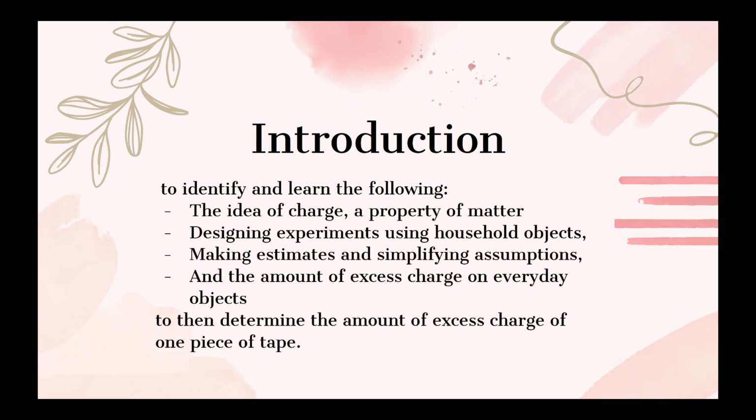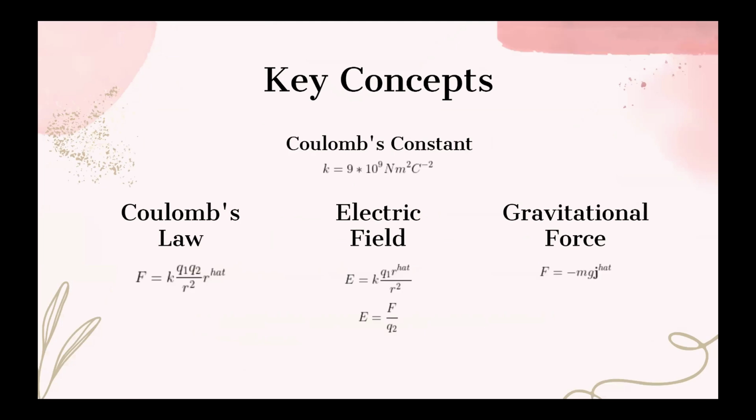Here are the key concepts. First is Coulomb's law. This states that the force of attraction or repulsion between two charged bodies is directly proportional to the product of their charges and inversely proportional to the square of the distance between them. This is represented by the formula here.